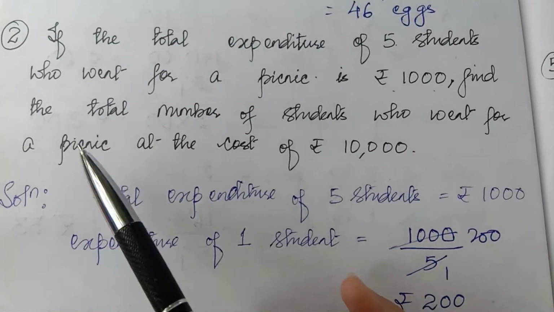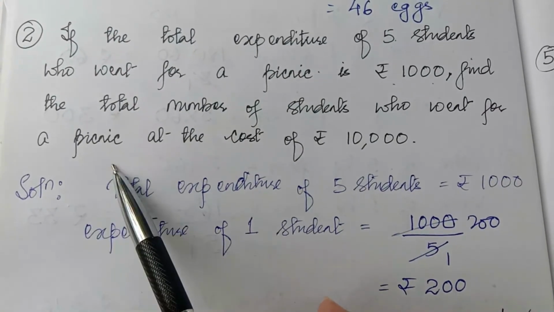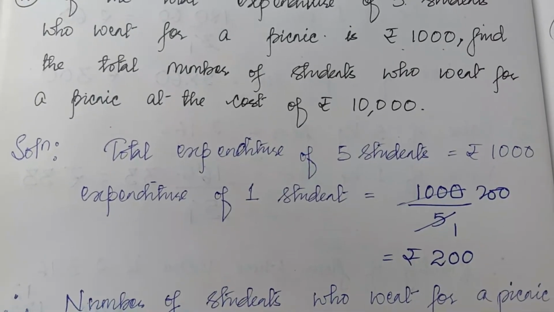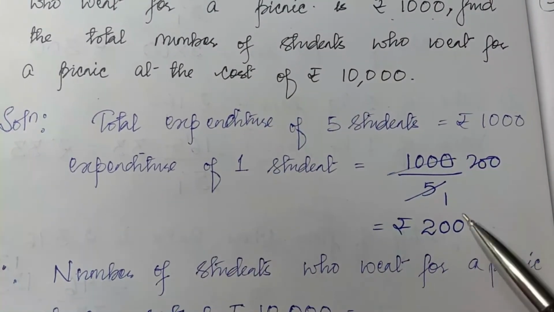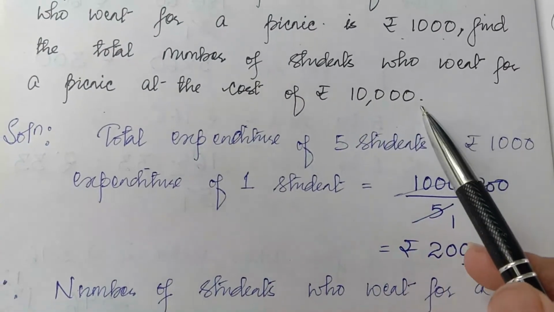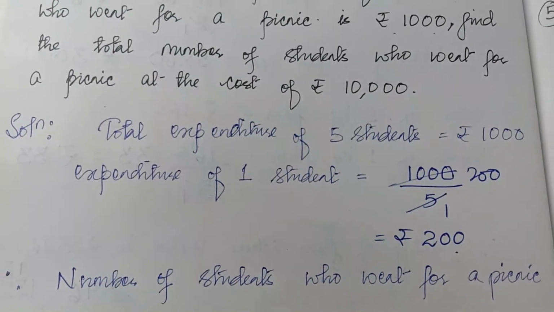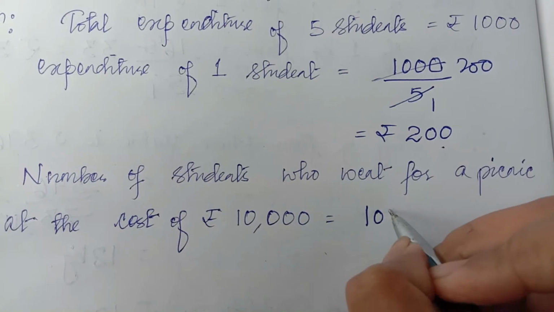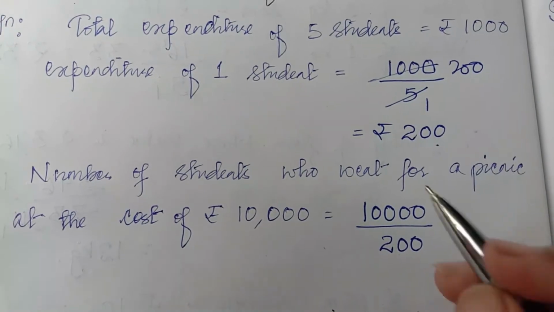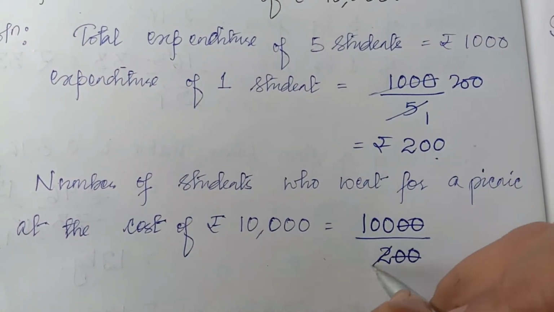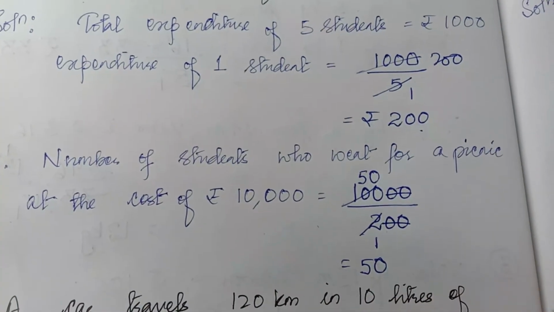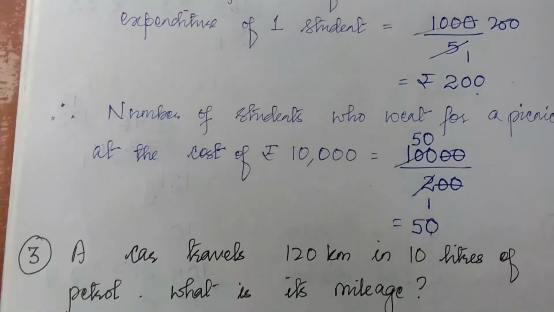Now find the total number of students who went for a picnic at the cost of rupees 10,000. With this money, 10,000, how many students can go for a picnic? If 1 student needs 200 rupees for the picnic, and the total cost is 10,000 rupees, how many students can go? This 10,000 rupees will be divided by 200, because for 1 student only 200 is required. So we can cancel this 0, 0, 2 ones are 2, 2 fives are 10, 0. So 50 students can go. The cost of 50 students is rupees 10,000.